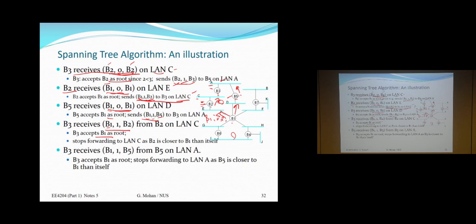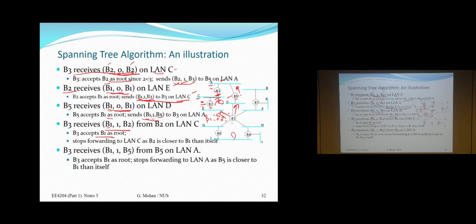Okay, and at the same time it does something more. What does it do? Because it receives this message on this LAN C from B2, it understands that LAN C is connected to B2 as well as B3. And B2 is closer to the root, so it stops forwarding to LAN C. So this link will be cut. Cut means physically it is connected, but it will not forward any frame through that port.